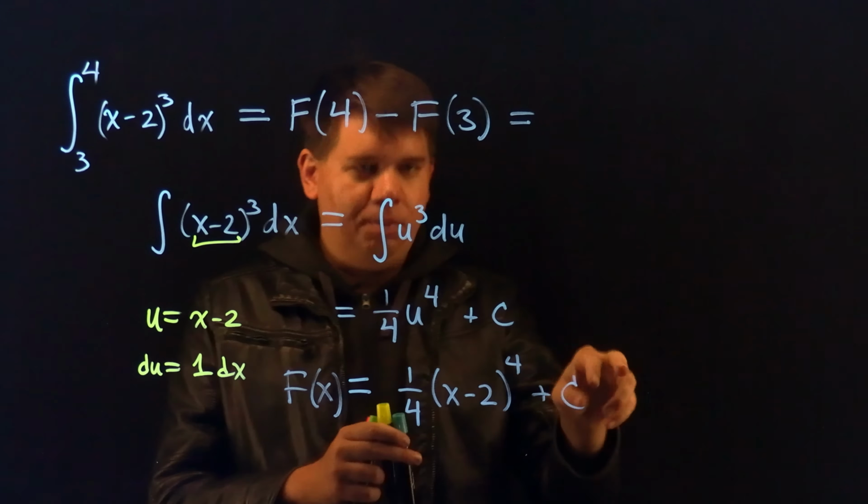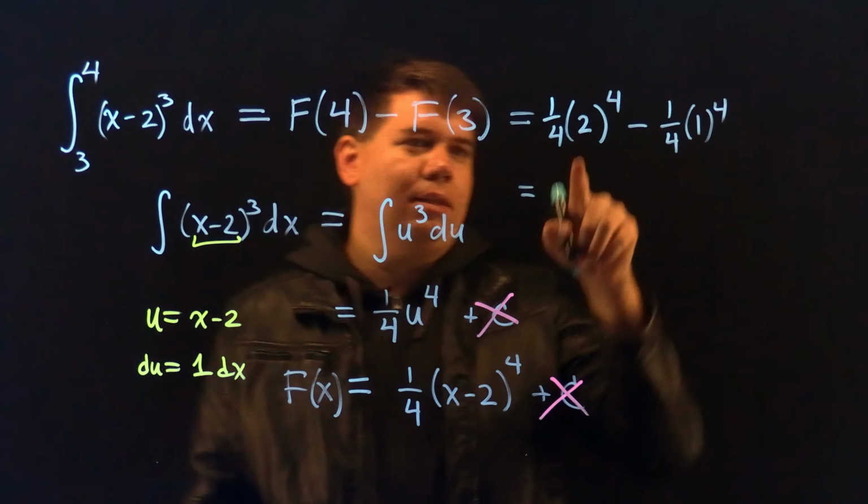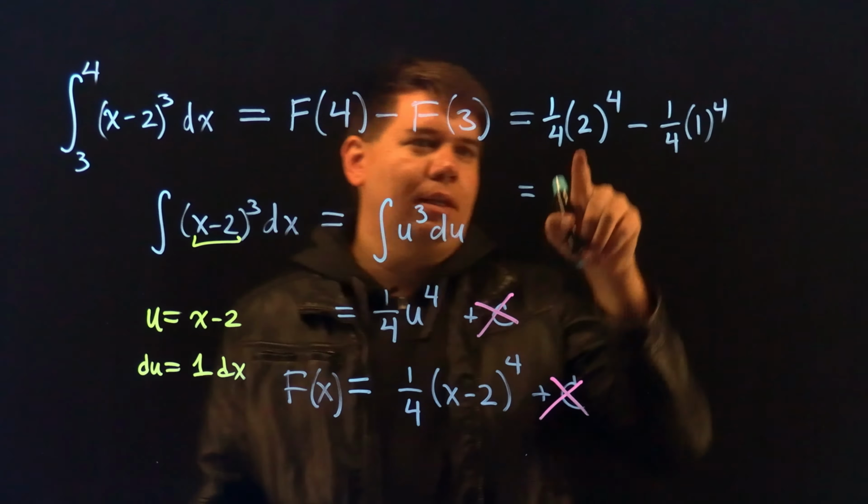So what do I get? Well, I plug 4 into this, and I get 4 minus 2 is 2, so it's 1/4 of 2 to the fourth power, minus, plug in 3, 3 minus 2 is 1, so minus 1/4, 1 to the fourth power. And then I could simplify this down, and what do I get? So let's see, 2 times 2 is 4, that cancels with this, leaving me with another 2 times 2, so that's 4 minus a fourth. 4 is 16/4, so 16 minus 1 is 15/4. There you go, 15/4. And that's how we solve it with u-substitution.